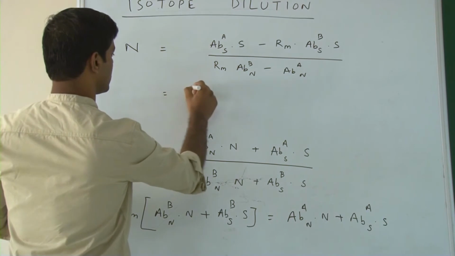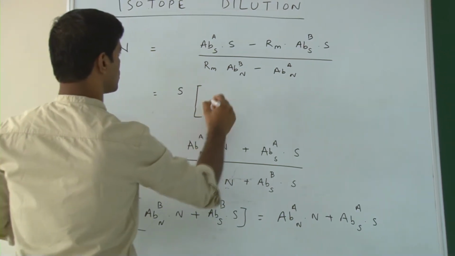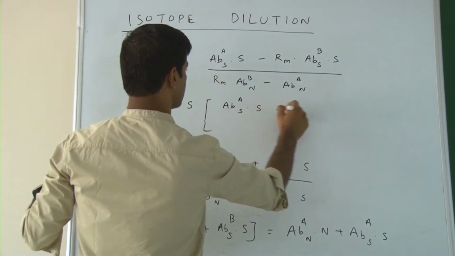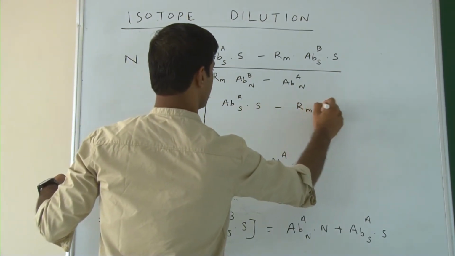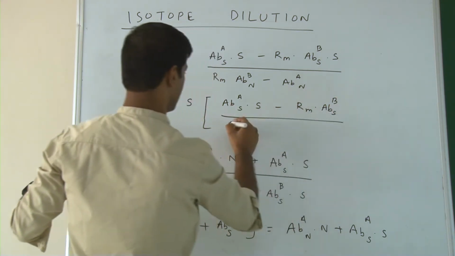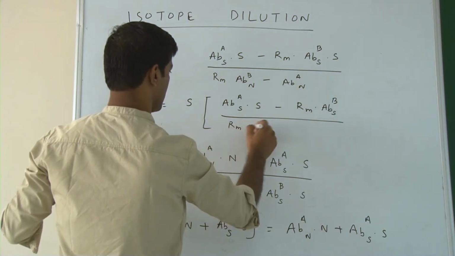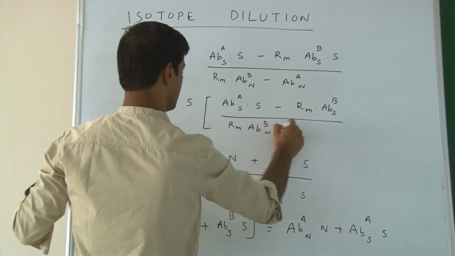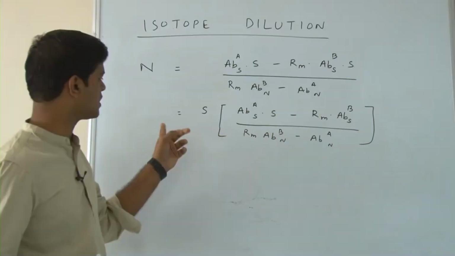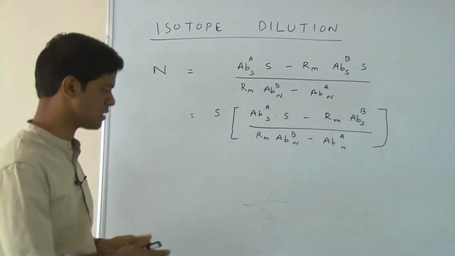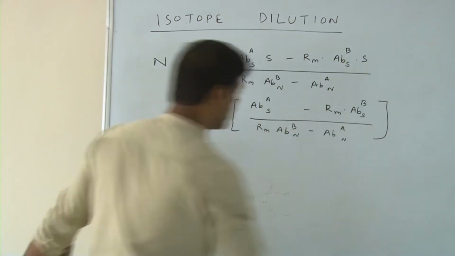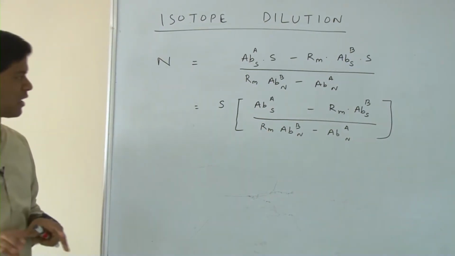If you take the S out, this will be ABAS S minus Rm ABBS divided by Rm ABBN minus ABAN. So, this is the final expression, but there is a mistake here. This S should go out, we have made it common. So, this is an expression for number of atoms.